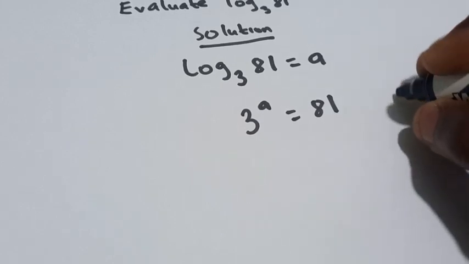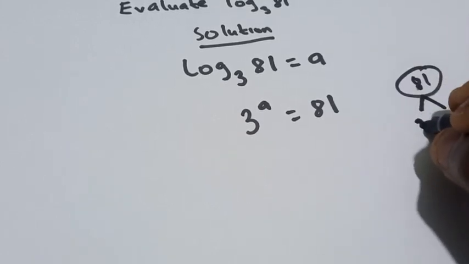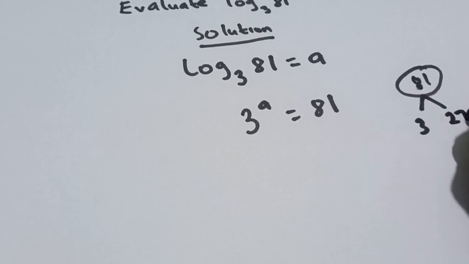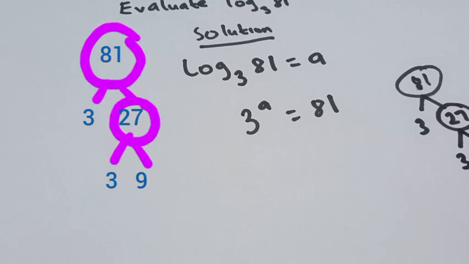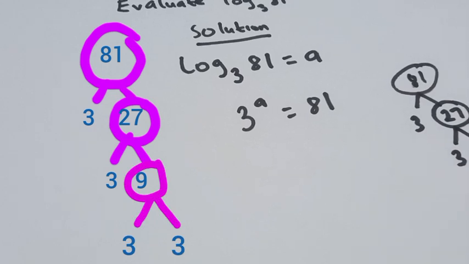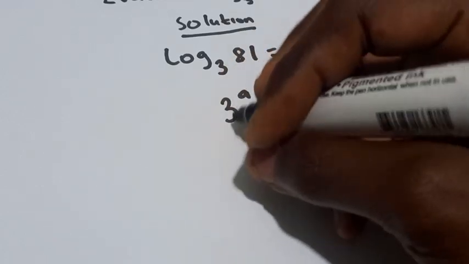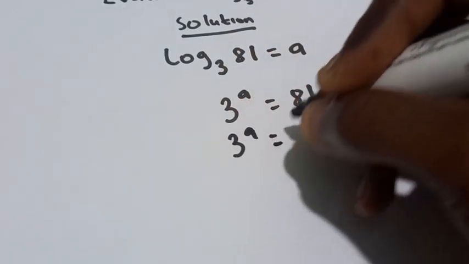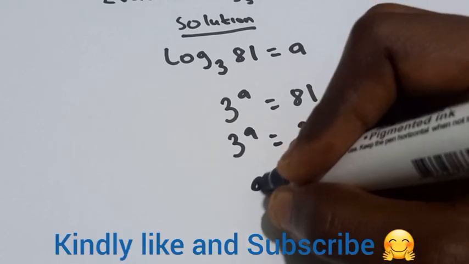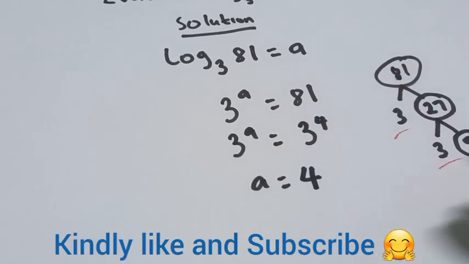What number times 3 will give you 81? That's 27. You can also break this 27 down. What number times 3 will give you 27? That's 9. You can come down here. What number times 3 will give you 9? That's 3. So how many 3's do we have in here? 1, 2, 3, 4. So we can write 3^a equals 3 raised to the power 4. Therefore, a is equal to 4 because the bases are the same. Therefore, the exponents are the same from indices.